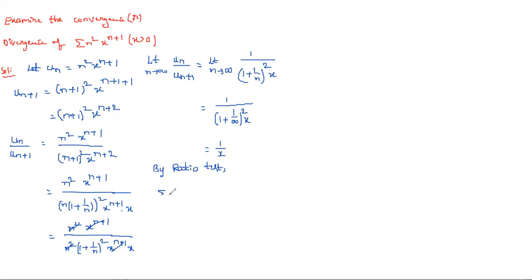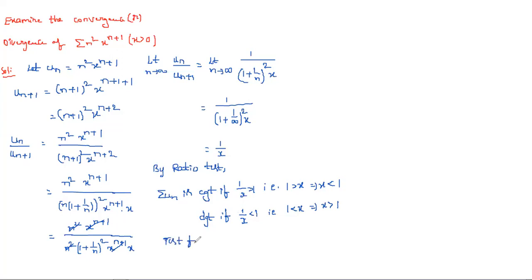summation un is convergent if 1 by x is greater than 1. If 1 by x is greater than 1, that is nothing but 1 is greater than x, that is x less than 1. In the same way, summation un is divergent if 1 by x is less than 1. That is nothing but 1 less than x, so x greater than 1.